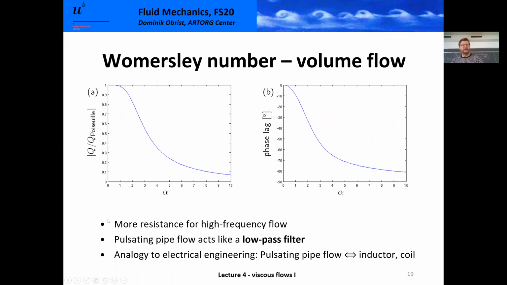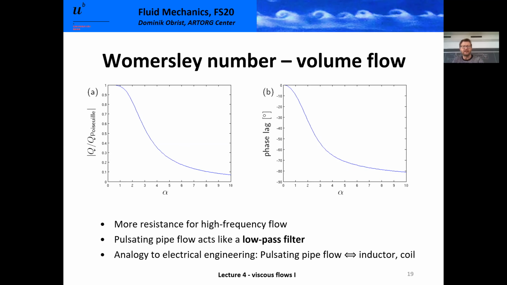Yes. And here's the story about the resistance. Because the shear layers, or the boundary layers, become thinner and thinner with higher Womersley number, we get more wall shear stress at the wall. We have higher gradients, so it has more resistance.